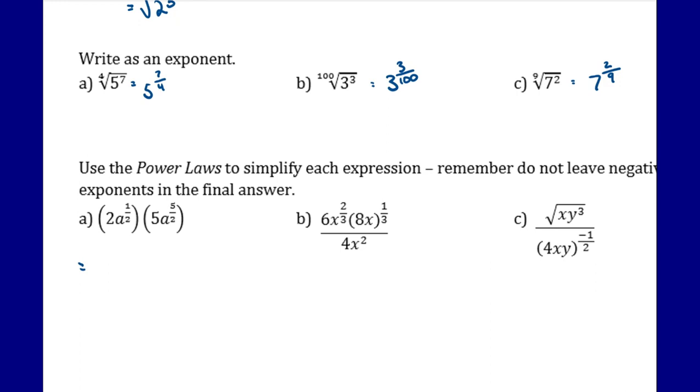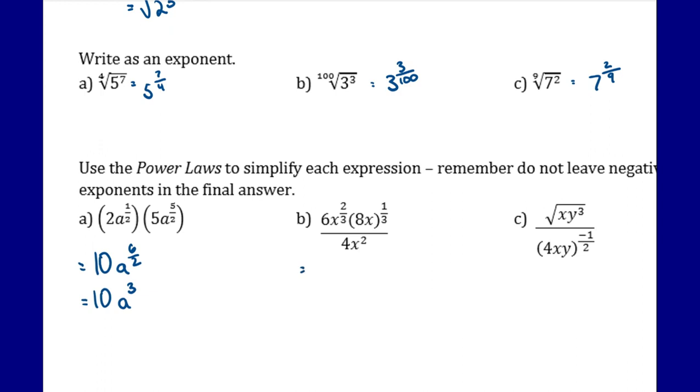So again, in a complex base, I can focus on my two numbers. I can do 2 times 5, which gives me 10. For a, I'm multiplying powers, so I can add the exponents. So 1/2 plus 5/2 gives me 6 over 2. I can simplify this to 10a to the power of 3. So we can simplify our rational exponents if it works out to something nice, or we can always reduce them if necessary as well.